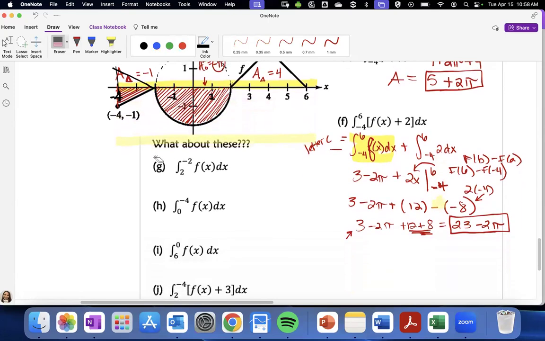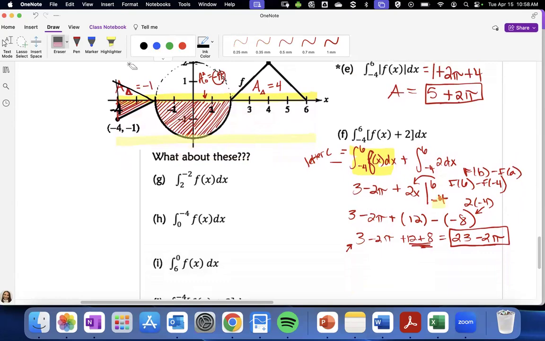Okay. What about these? Do you remember, we're going to hit on this one a little bit. The integral from 2 to negative 2 of f of x dx. Now, you don't ever want to integrate on a graph from a higher bound to a lower bound because it changes your negative sign. So here's what you do. Switch the bounds. Do you remember the property for that? The property is the integral of a to b. I'm going to make sure I write this out.